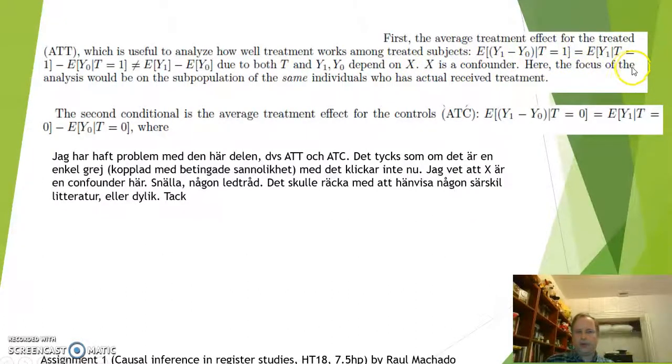Here the focus of the analysis will be on the subpopulation of the individuals who have actually received treatment. Okay, and the second would be equivalent, but in this case t equals 0.